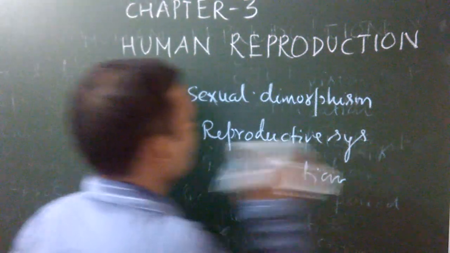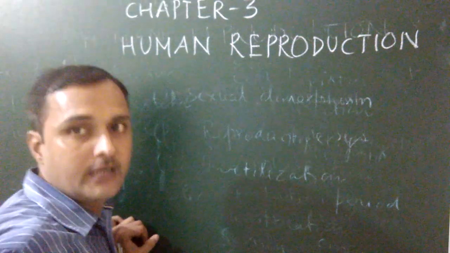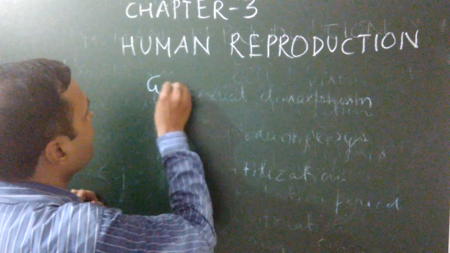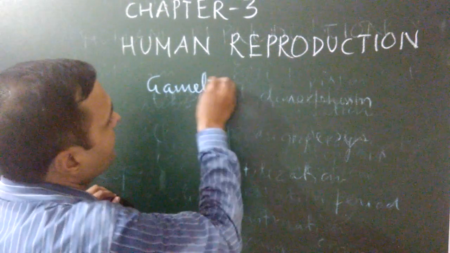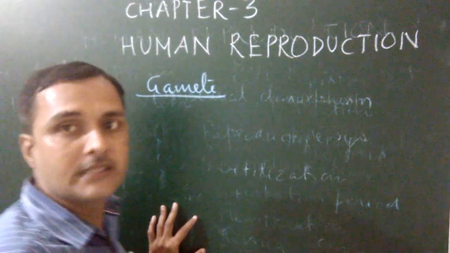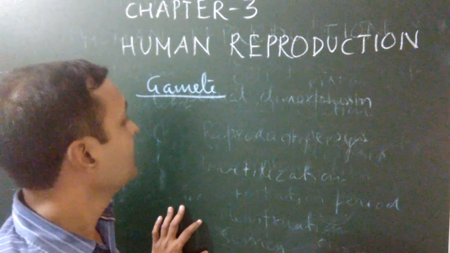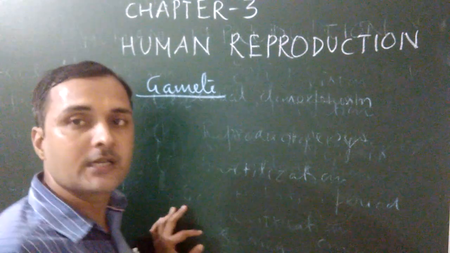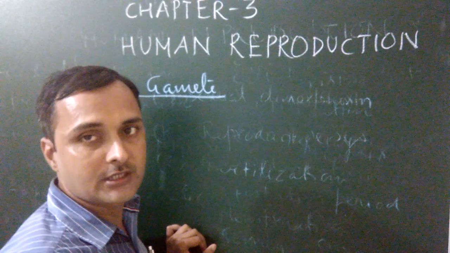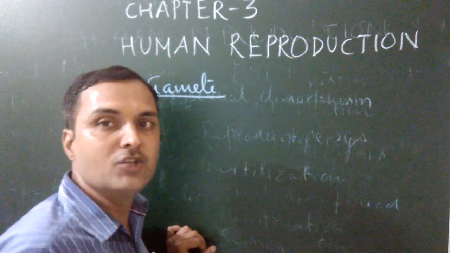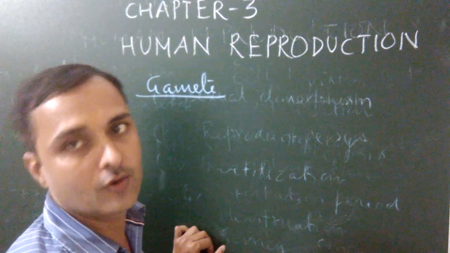Come to the next. What do you mean by the term gamete and zygote? So what do you mean by the term gamete? Gametes may be defined as haploid cells. Haploid means it contains only half set of chromosomes. So the haploid cell which takes part in fertilization, or sexual reproduction, is known as a gamete. In human males, it is known as sperm, and in human females, it is known as egg or ovum.